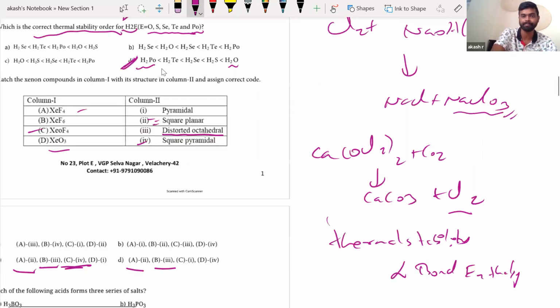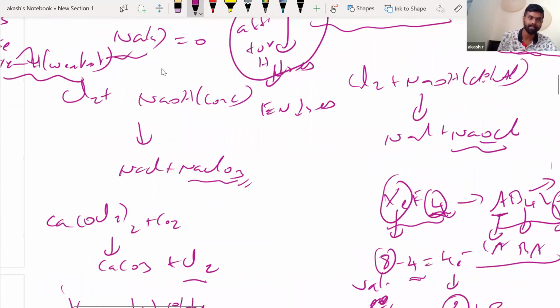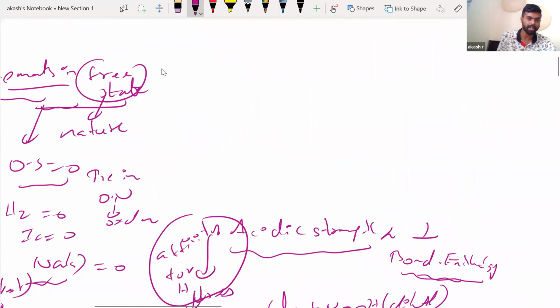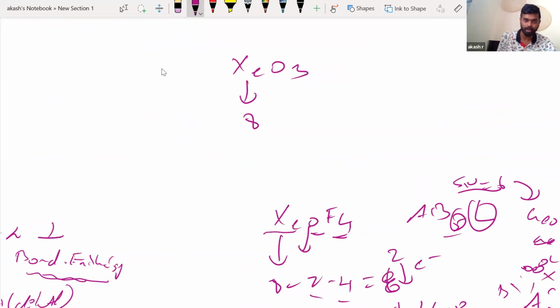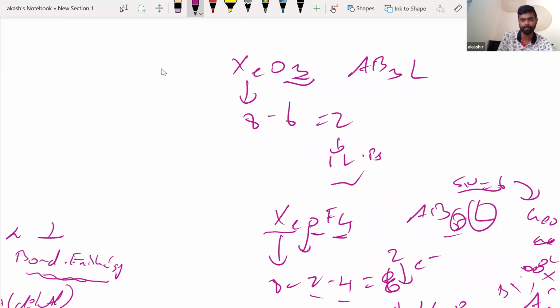Okay, XeO3. Now you check. XeO3 has 8 valence electrons. I say 6 electrons are going with oxygen. For 1 oxygen, 2 electrons, because it forms a double bond. So now 2 electrons are left out, so that means 1 lone pair. Now this belongs to the category of AB3, that is 3 bonding atoms and 1 lone pair. So the steric number is 4, sp3 hybridized.